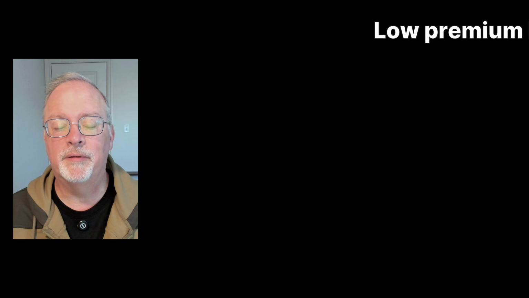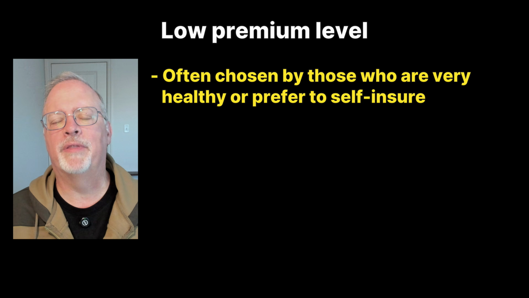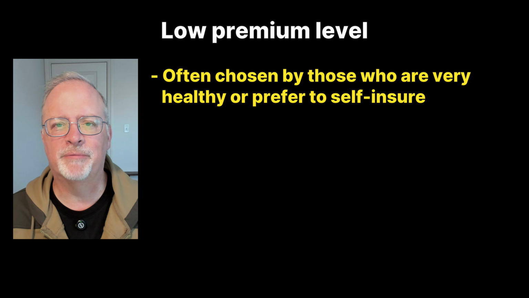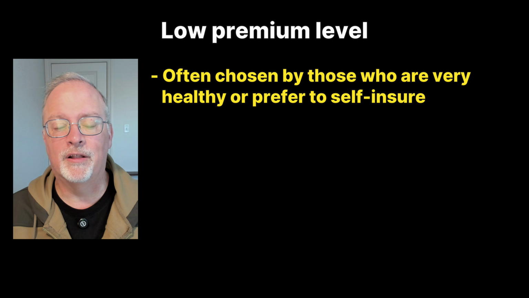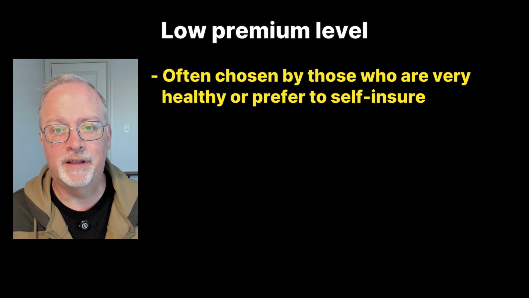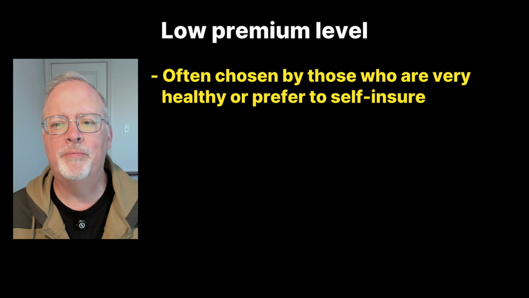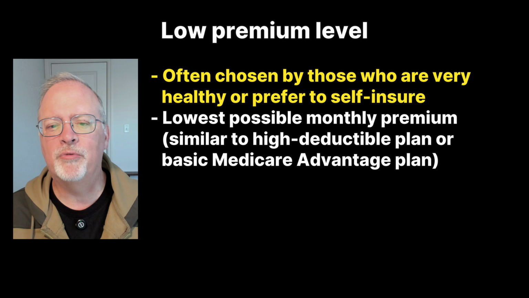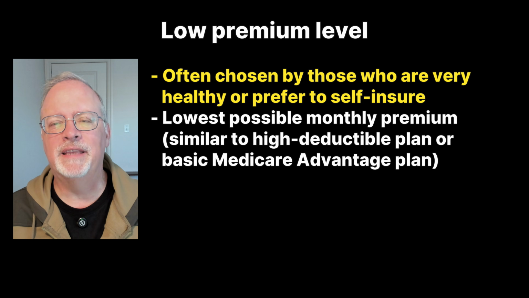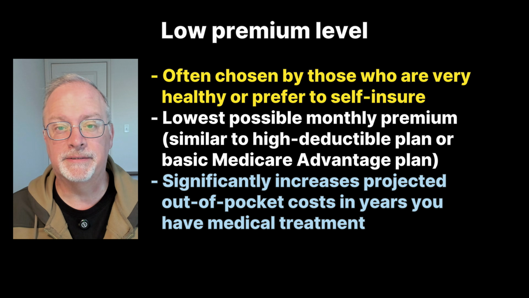The low premium level is often chosen by people who are really healthy or they prefer to self-insure the risk of medical events. They carry a large cash buffer so that they have room for copays and deductibles. So what the plan will model will be lower month-to-month premiums, but then it significantly increases the out-of-pocket expenses.